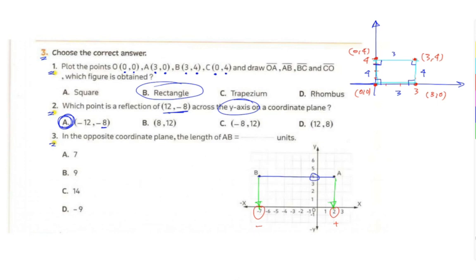So the absolute value of 2, the absolute value of -7, that's 7. Add 2 and 7, that's 9.